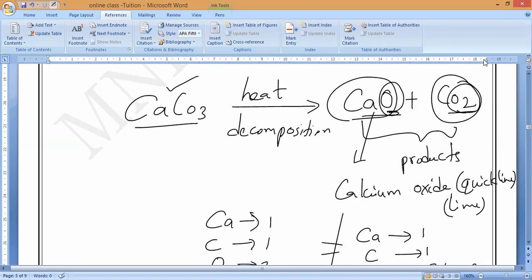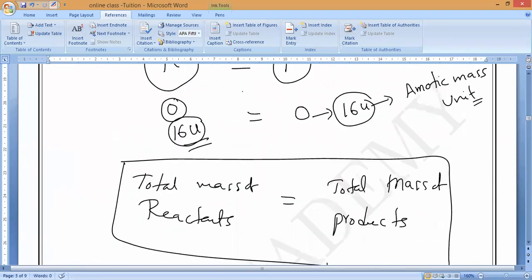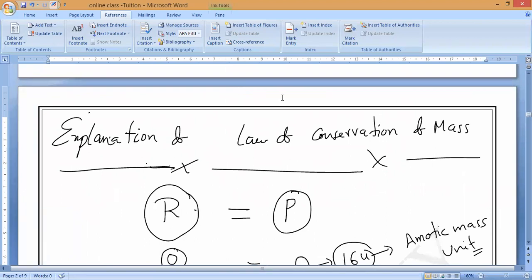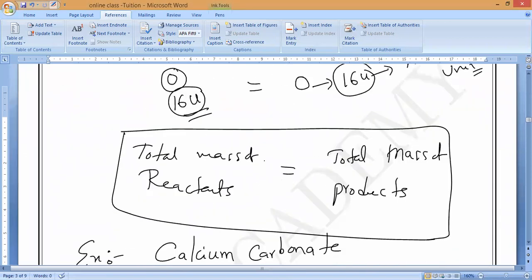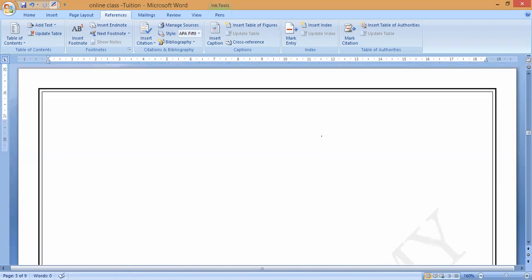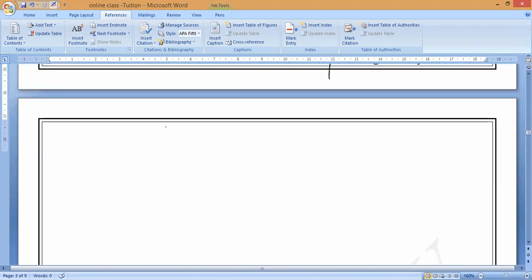That is why you have to take it in a closed container, so that the mass of calcium oxide plus the mass of carbon dioxide is equal to what, guys? The mass of calcium carbonate. This is called the explanation of the law of conservation of mass. It says that the total mass on the reactant side equals the total mass on the product side, as well as the total number of atoms on the reactant side equals the total number of atoms on the product side. If you understand this, the explanation of the law of conservation of mass is over.